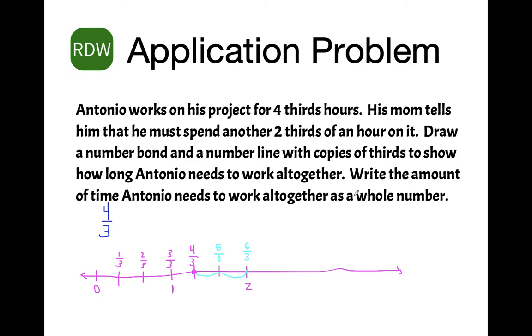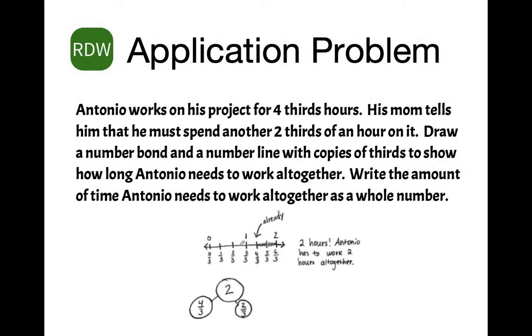So it's asking you, write the amount of time Antonio needs to work all together as a whole number. And what is the whole number we stopped at? We stopped at 2. So I'm going to briefly show you. So he already stopped at 4/3. He added 2 more thirds of an hour, and he actually needs to work on it for 2 full hours all together. We could also write it as a number bond. All right, we knew that we started with 4/3, and then we added 2/3, which then gives us our whole number of 2 or 6/3.